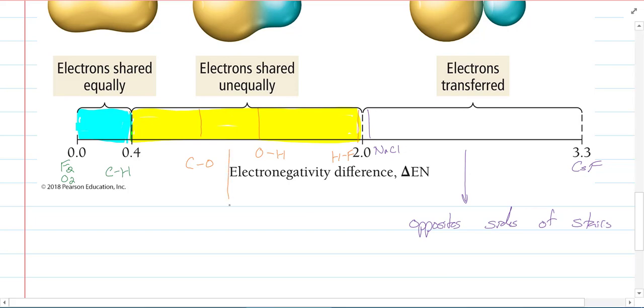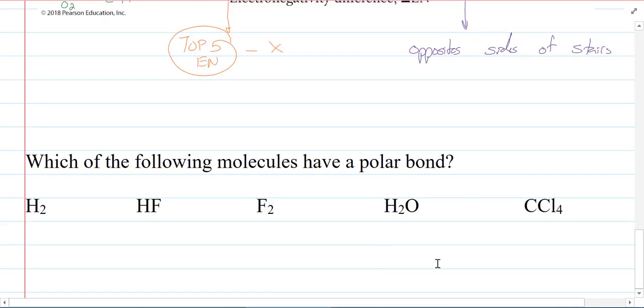Polar is going to be if I have a top 5 electronegative atom bonded to anything else. We're going to consider that a polar bond. And then everything else will be non-metal bonded to another non-metal, and it's going to be equally shared. Let's do some examples now.